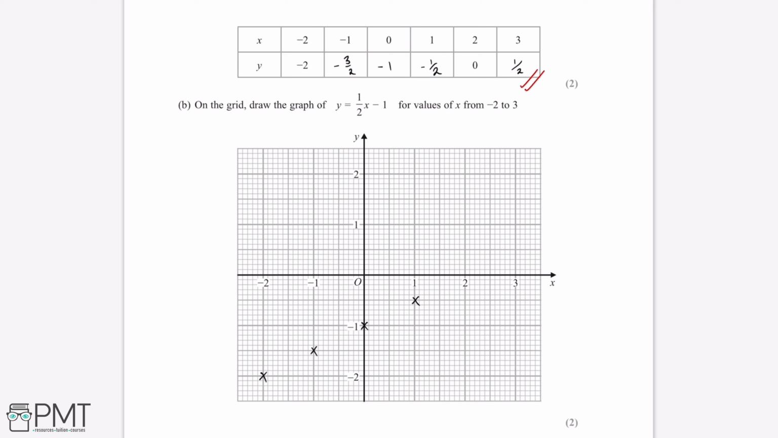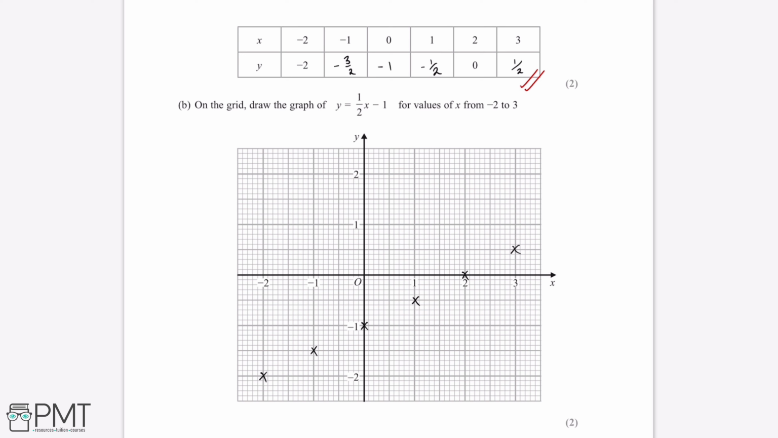And as you can see, we're starting to form a straight line. So next we can move on to when x equals 2, y equals 0. So we'll just need to go along 2 on the x-axis. And finally, when x equals 3, y equals 1/2. So we'll go 3 along on the x-axis and 1/2 up on the y-axis. So we've now plotted all 6 coordinates that we need to.